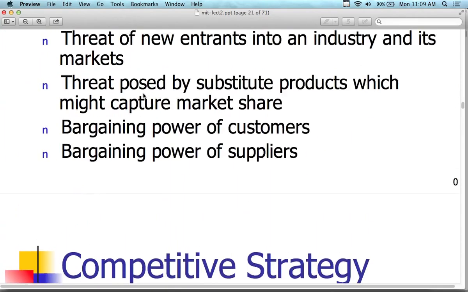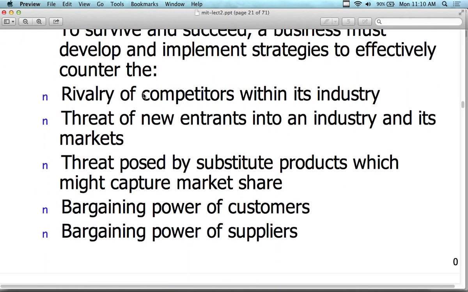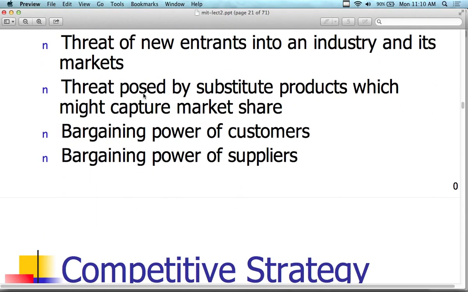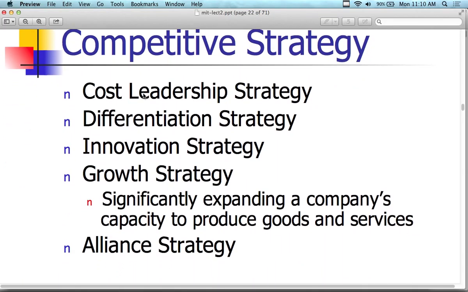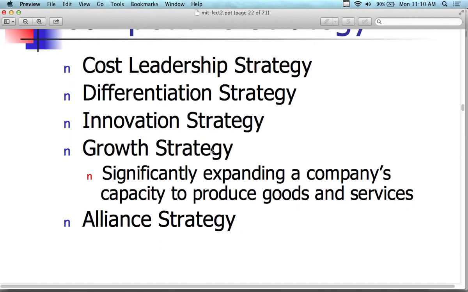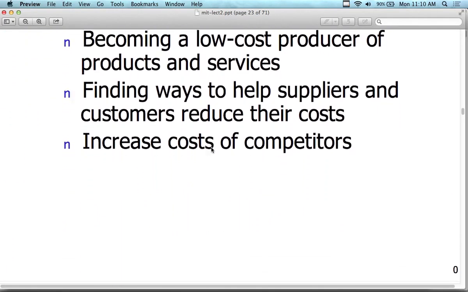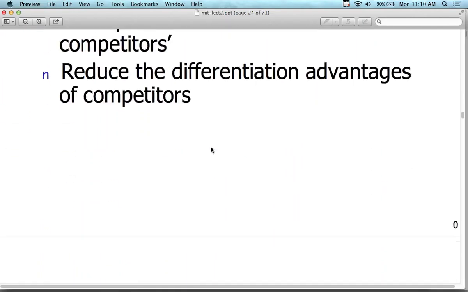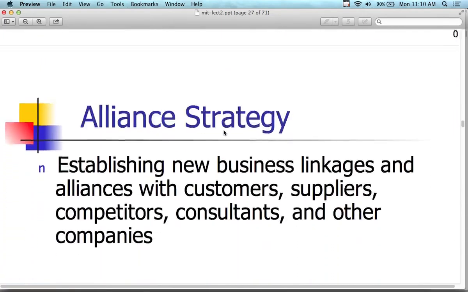If we look at the forces, it's usually related to competition. So we have competitors, threats of new entries, bargaining power of customers and suppliers, stuff like that. And then the strategies are basically becoming a leader, from a cost leadership point of view, or a differentiation leader, or innovation leader, growth strategies, alliance strategies. I went through all that last time, talked about each one of them, and then we got to lock-in strategies.